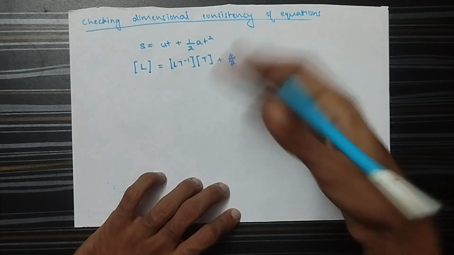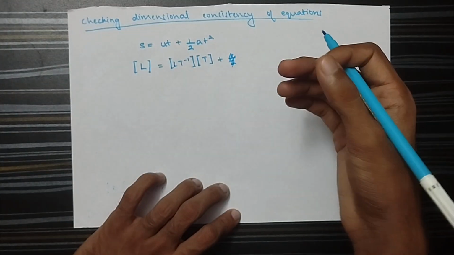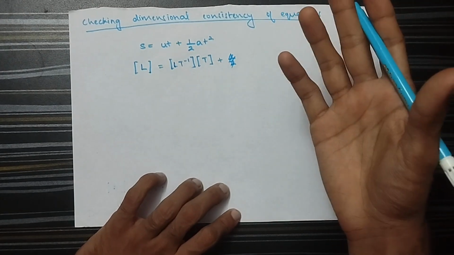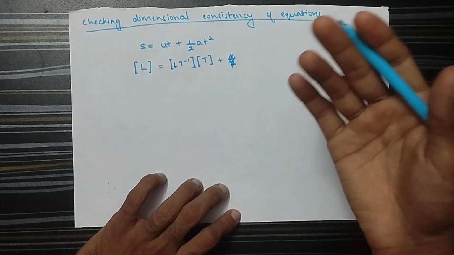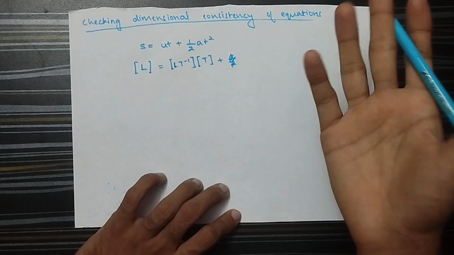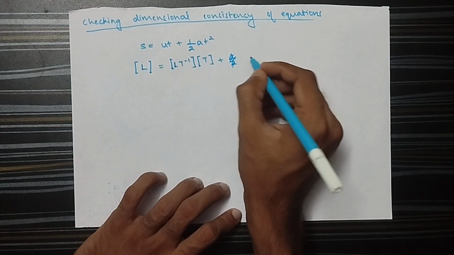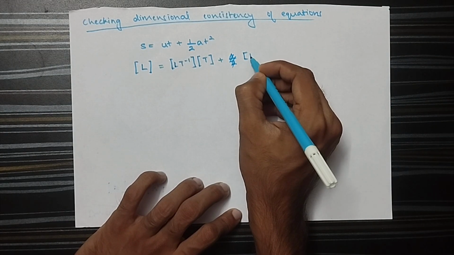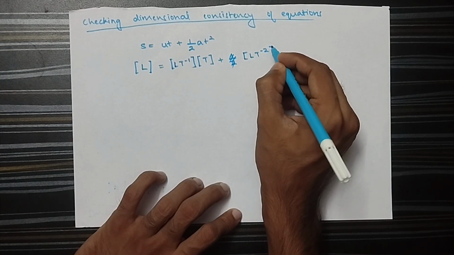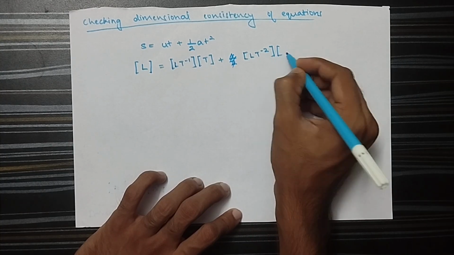Or, like, all the fundamental quantities are raised to 0. Just imagine a number is when all the fundamental quantities are raised to 0, so it's just 1. So we don't write that. Acceleration is L t raised to minus 2, meter per second square, and time square.